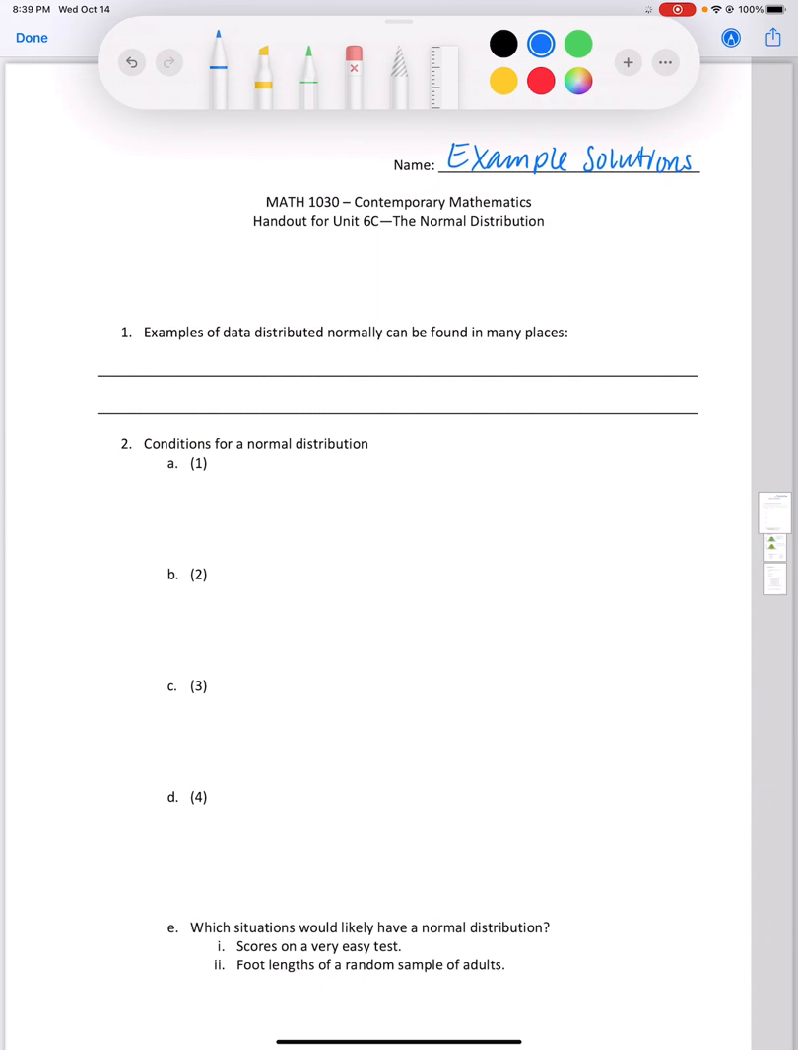Okay, the normal distribution is the distribution of data across a graph, and normal has several characteristics. So I'm going to draw a visual of the normal distribution first.